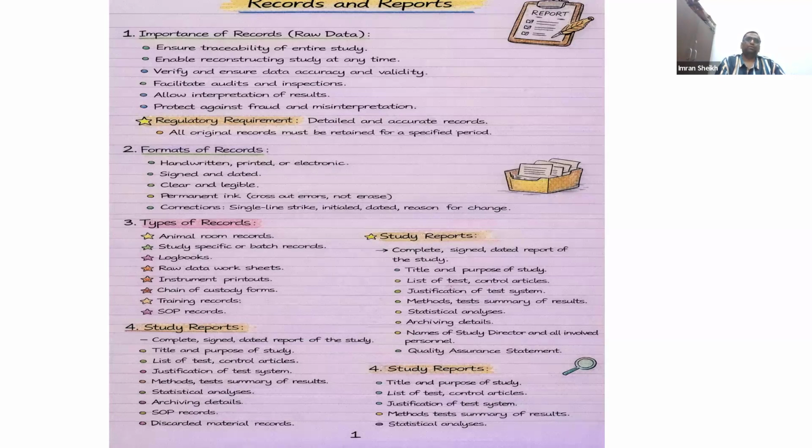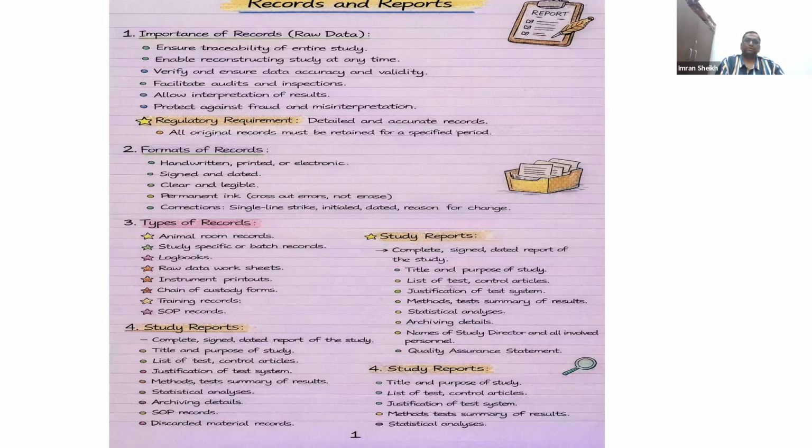Now formats of the record: the format of the record will be of three types, handwritten, printed, or electronic. Whether handwritten, printed, or electronic, it should be signed and dated. It should be clear and legible. Permanent ink should be used, and errors should be crossed out, not erased. For corrections, a single line strike should be there, initialed and dated, with the reason for the change, why you have changed the record. Now the types of records include the animal room records, study specific or batch records, logbooks, raw data worksheets, instrument printouts, chain of custody forms, training records, and SOPs.